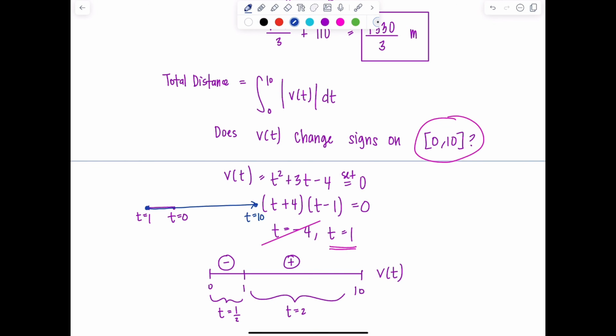And since I want the total distance traveled, I don't want this little piece to get erased. So what we just found, the 1330 over 3 in part A, the displacement, that's the change. Oh no, that's not that, excuse me. From initial position to final position. So displacement's giving us this. That's the 1330 over 3.